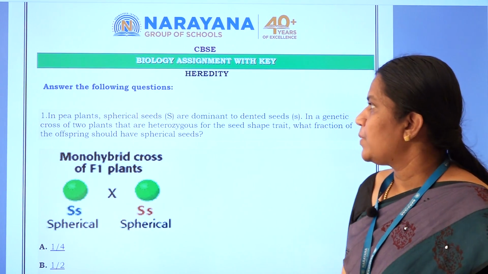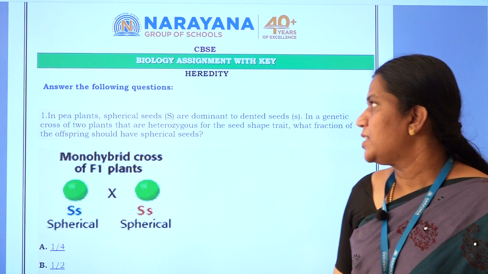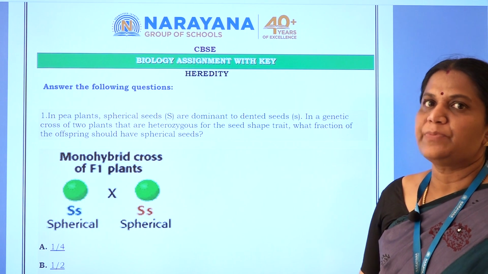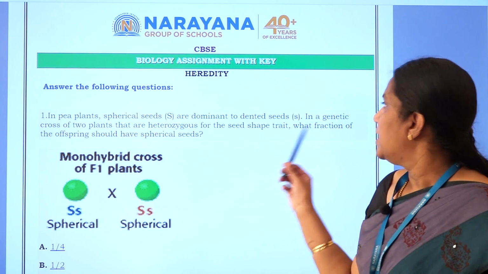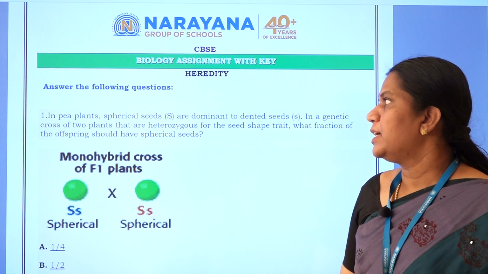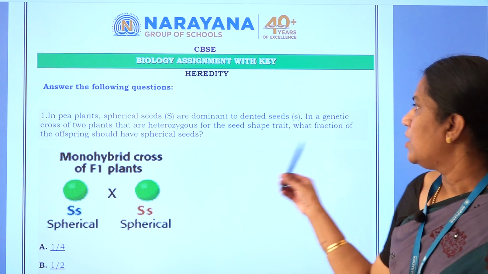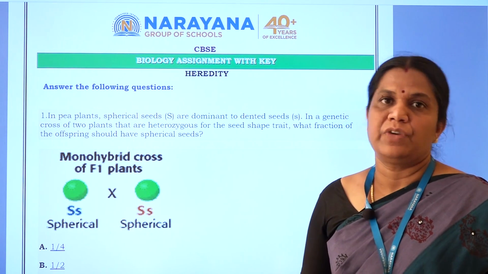Okay. So the first question is, in pea plants, spherical seeds are dominant to dentate seeds. That is, spherical seeds are dominant, so capital S, and dentate seeds are recessive, so small s. In a genetic cross of two plants that are heterozygous for the seed shape, what fraction of the offspring should have spherical seeds?